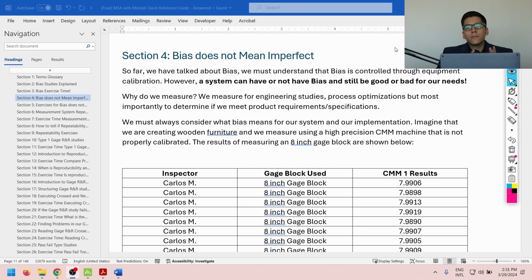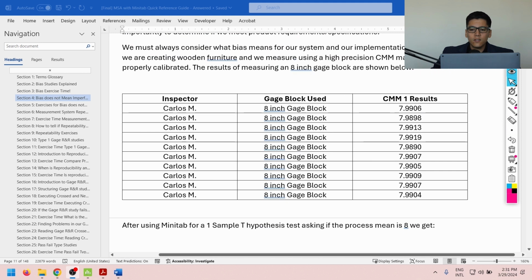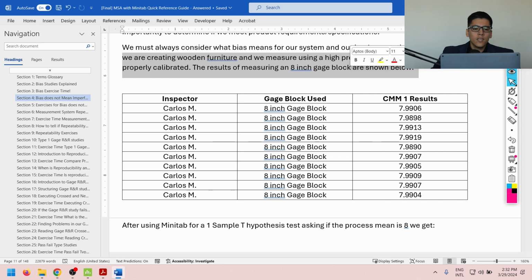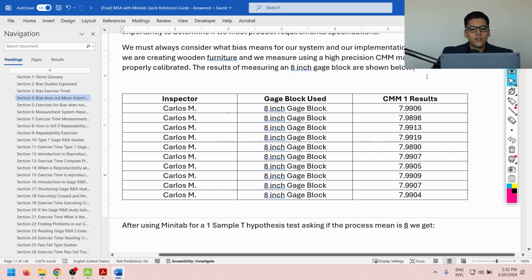Remember that we measure mainly to determine whether a part is good or bad. We also measure for proper process optimization. We must always consider what bias means for our system and our existing implementation. So for this, we're going to look at one example. Imagine that we're creating wooden furniture and we measure using a high precision CMM machine that is not properly calibrated. The results of measuring an 8-inch gauge block are shown below.